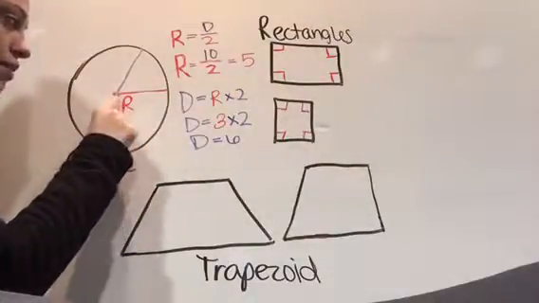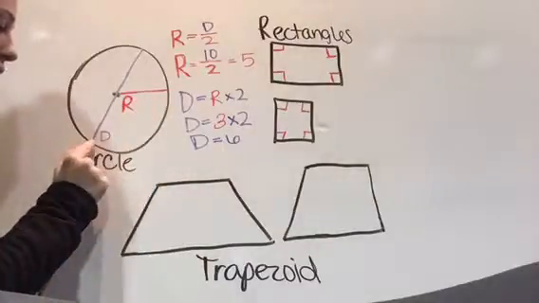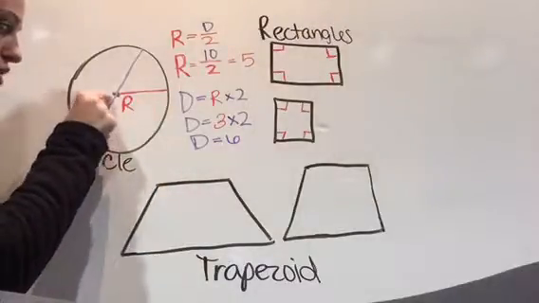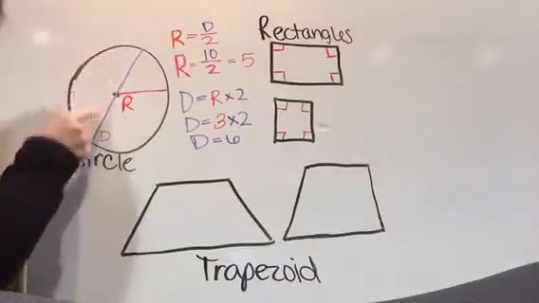A circle has a radius, which is from the center point out to the edge of a circle, and the diameter is from one side of the circle through the center point all the way to the other side of the circle, as you can see here.